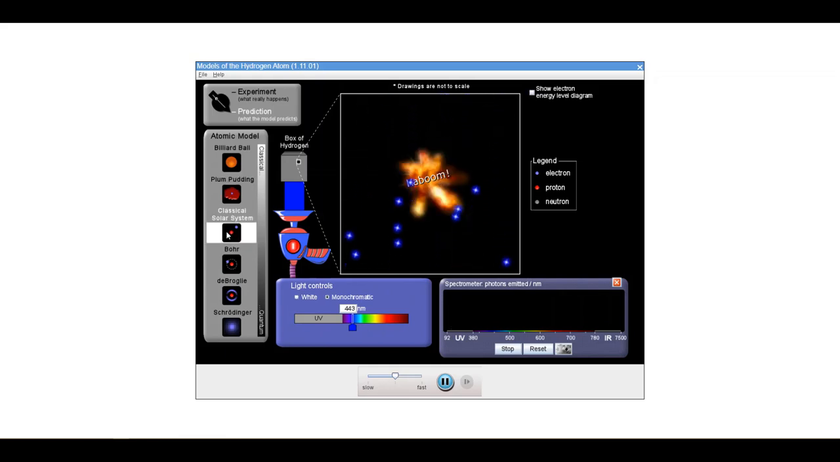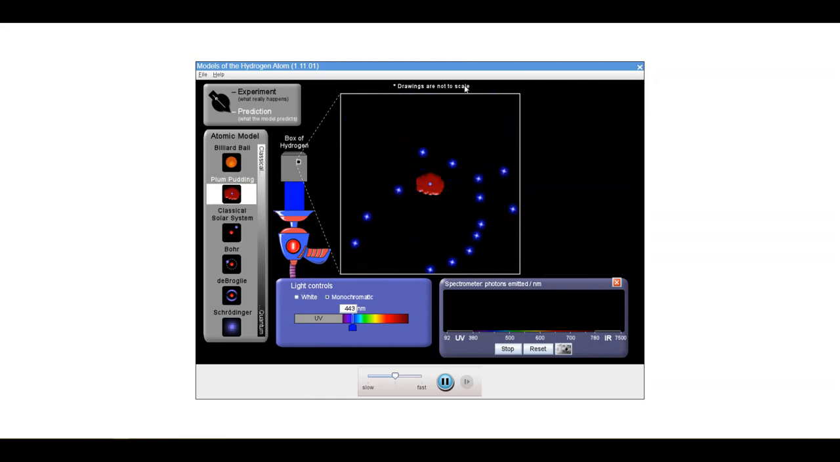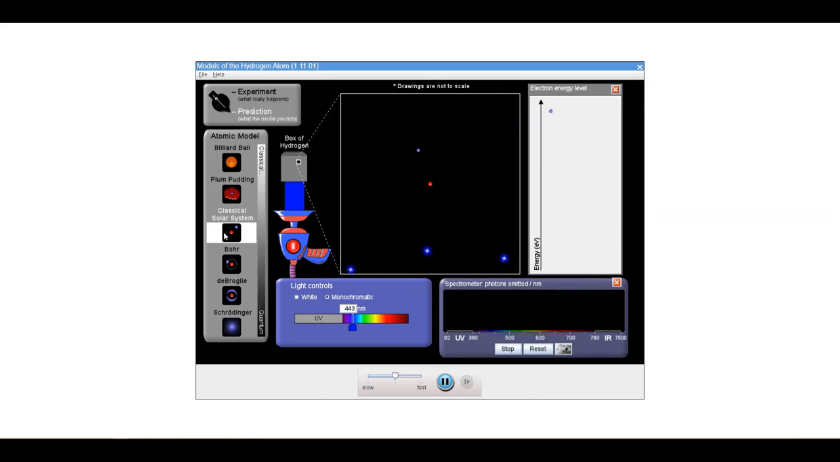With the classical solar system model, there's not much we can do here because it doesn't last very long. How do I reset that? Let's see what the energy level diagram looks like. Oh, there is no energy level diagram for that one. Okay. Kaboom. How do I restart? I don't think it's this. Okay, it looks like to restart the classical solar system model, you just click on it again, and boom, boom, boom.